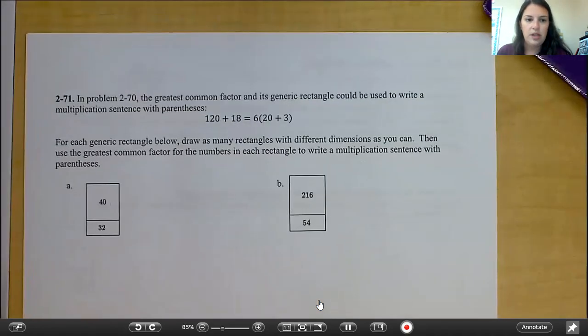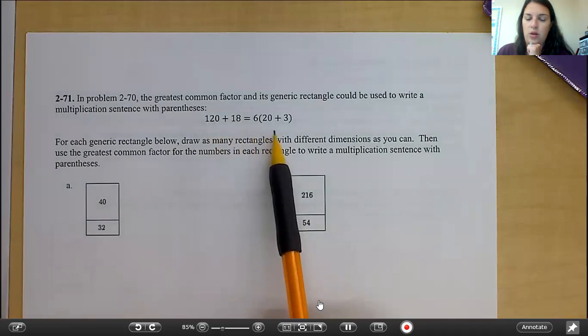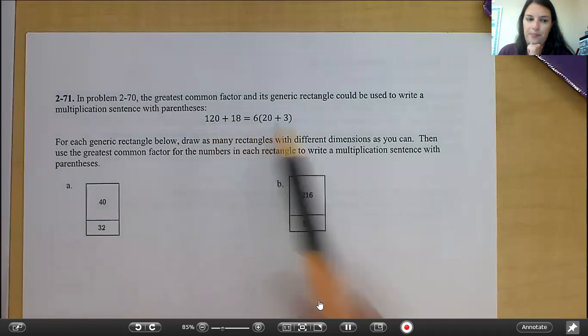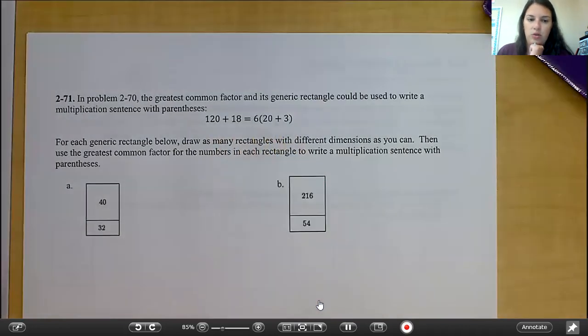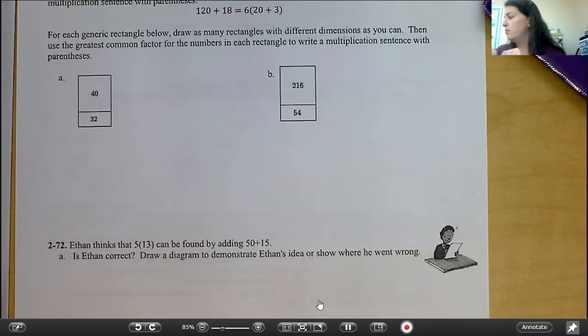Moving on to 271. In problem 270, the greatest common factor and its generic rectangle could be used to write a multiplication sentence with parentheses. 120 plus 18 equals 6 times the quantity of 20 plus 3. For each generic rectangle below, draw as many rectangles with different dimensions as you can. Then use the greatest common factor for the numbers in each rectangle to write a multiplication sentence with parentheses. So go ahead and draw your rectangles.